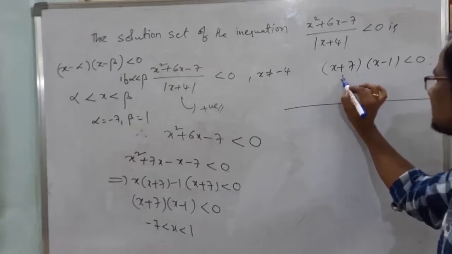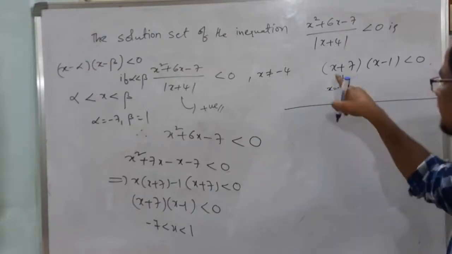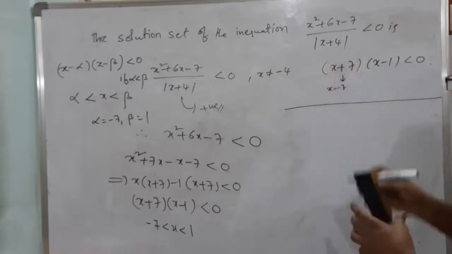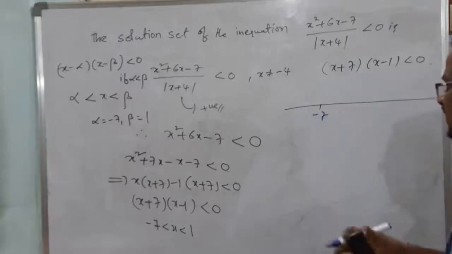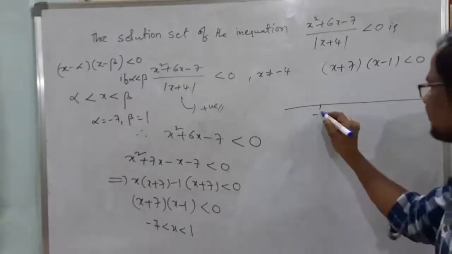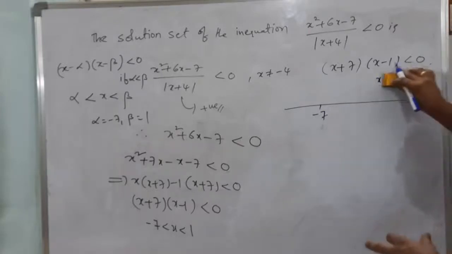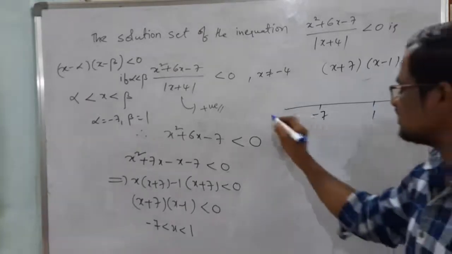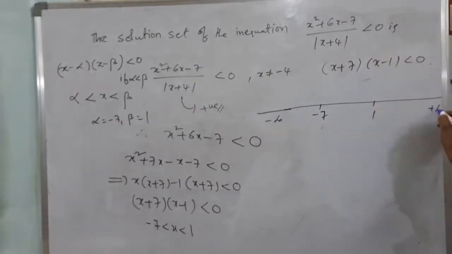When this factor is 0, by substituting x equal to minus 7, minus 7 plus 7, this factor becomes 0. Then x equal to minus 7 is the critical point. Okay? Next, when this factor is 0, substituting x equal to 1, this is the second critical point. So you have to mark these on the real number line, and at the ends, minus infinity and plus infinity.